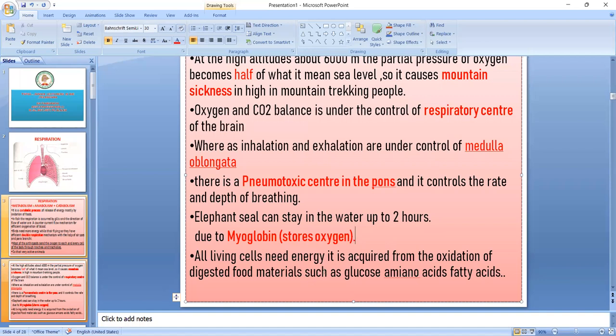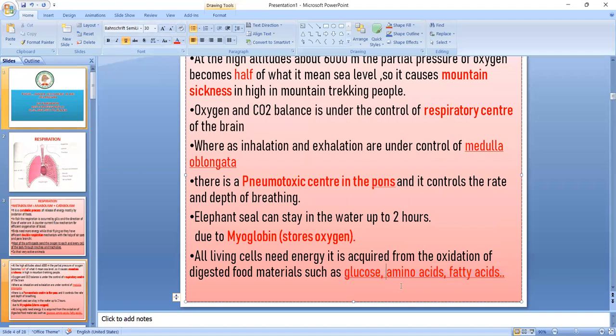All living cells need energy. It is acquired from oxidation of digested food materials such as glucose, amino acids and fatty acids. So in recent classes we have discussed the digestive system. Ultimately glucose like monosaccharides are formed, amino acids, fatty acids, glycerol, all those are formed. Not only glucose, we should remember one thing. This is another important basic point.